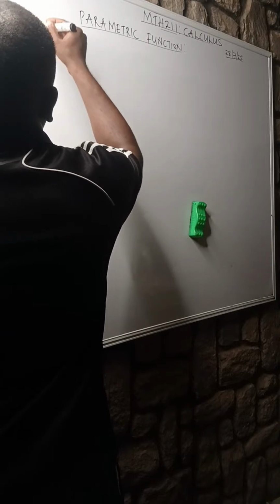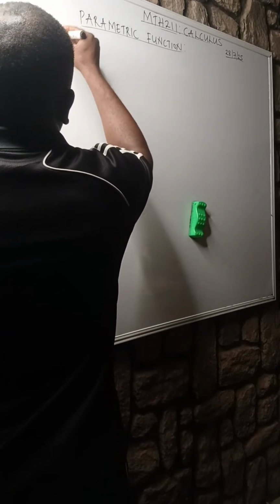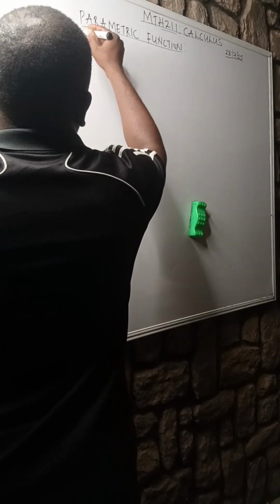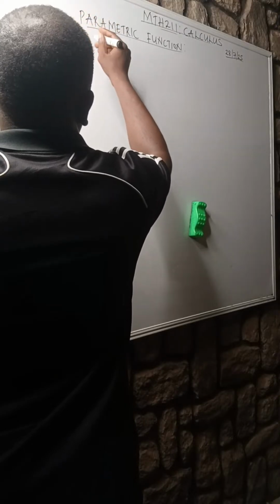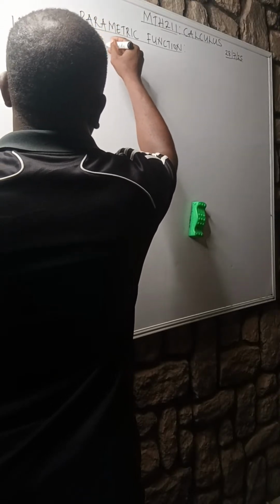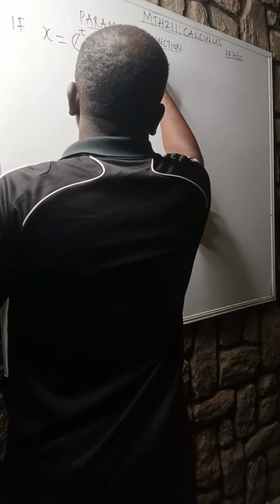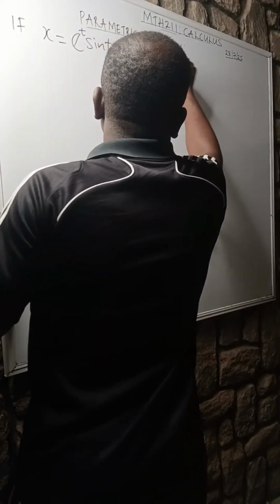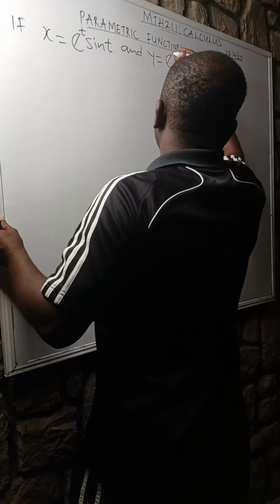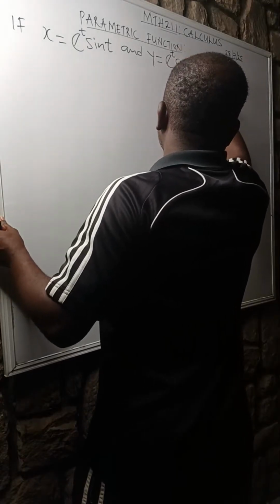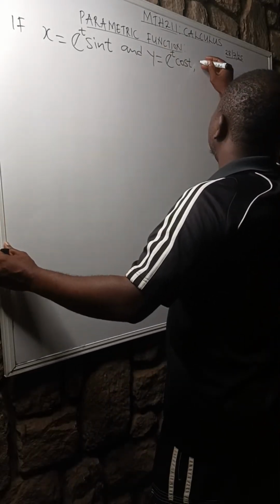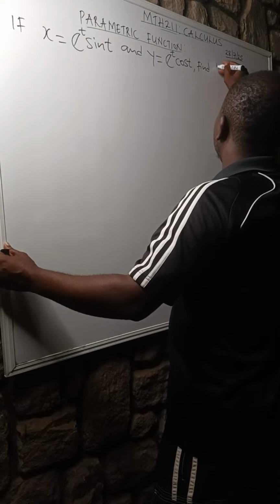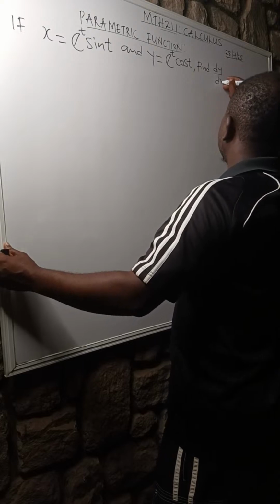If x equals exponential t sine t and y equals exponential t cos t, find dy over dx.